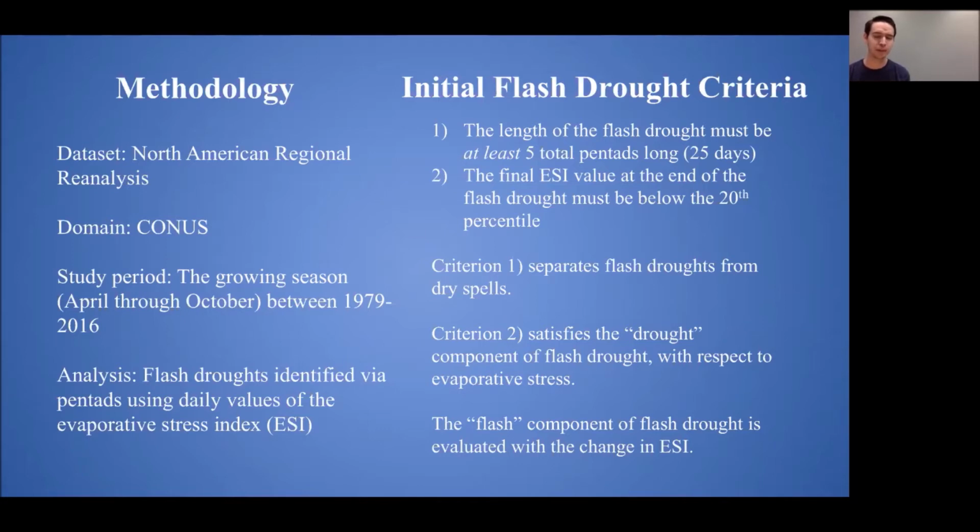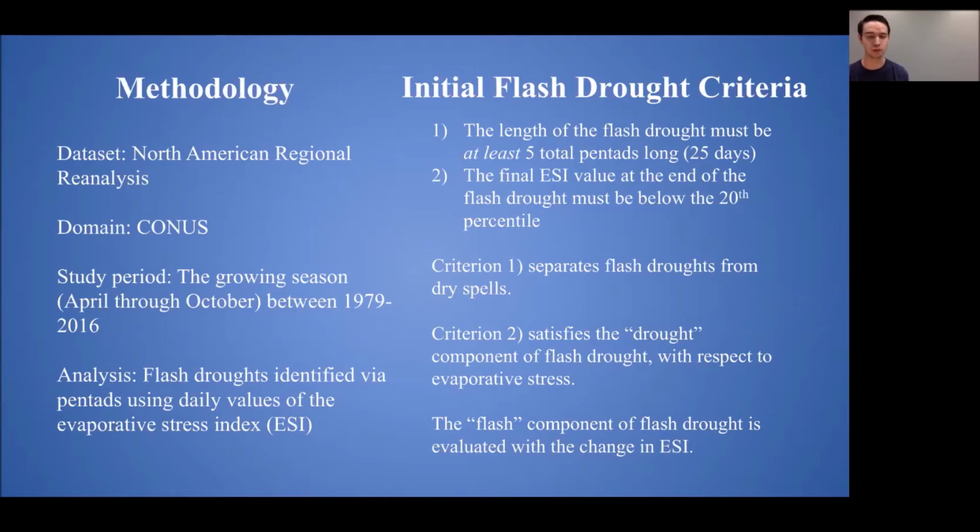The major reason for implementing this criterion was to separate flash droughts from dry spells. We want to stay away from dry spells and get into flash droughts that have some kind of impact on the environment. So automatically, we didn't want to look at just a single pentad, 2 pentads or 15 days, 3 pentads, or even 4, which is only 3 changes, but we want at least 5 total pentads to define a flash drought.